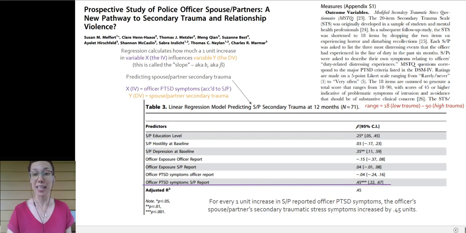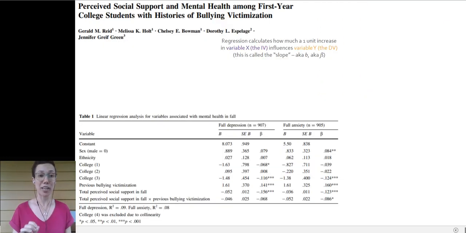All right, that was one example of one particular variable. Let's take a look at another one, and then we have a third if you want to hang on for the third one as well. So for this article, let's take a look at what we're working with before we dive in. This article is entitled Perceived Social Support and Mental Health Among First-Year College Students with Histories of Bullying Victimization.